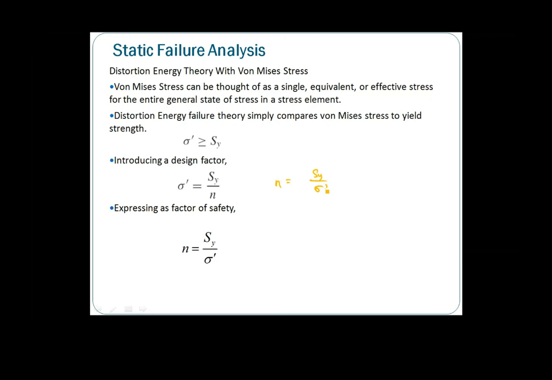If your equivalent stress is larger than your yield strength, your N is lesser than 1, and then we say that failure is likely to happen. If your equivalent stress is lesser than your yield strength, then N is larger than 1, so failure is not likely to happen. So that is straightforward. This is about DE theories.